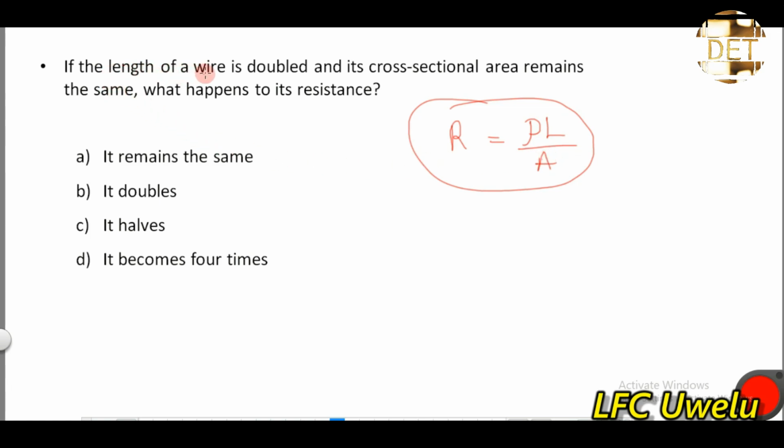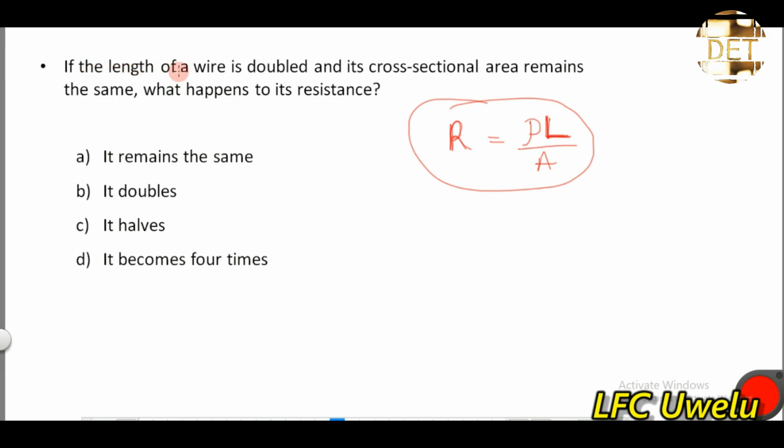So if the length L of a wire is doubled and its cross-sectional area remains the same, the area is not changing, what happens to the resistance? You can see that resistance is directly proportional to L, to the length. What that means is that as the length is increasing, resistance will also be increasing. Length is increasing, resistance is increasing. So that's the direct proportionality.